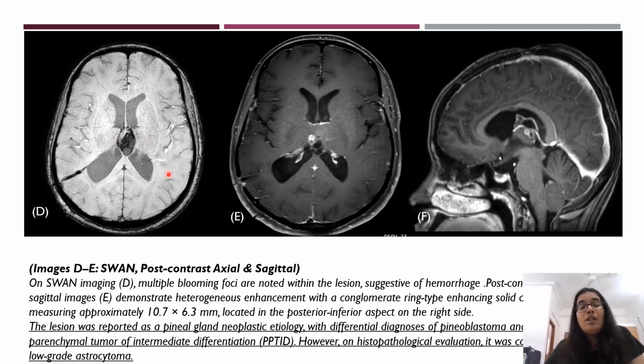And on post contrast, there is heterogeneous enhancement, and there is a conglomerate ring type enhancing solid component, located in the posterior inferior aspect of the right side. So the lesion was reported as pineal gland neoplastic etiology with differential diagnosis of pineoblastoma and pineal parenchymal tumor of intermediate differentiation. However, on histopath evaluation, it was confirmed to be a low-grade astrocytoma.